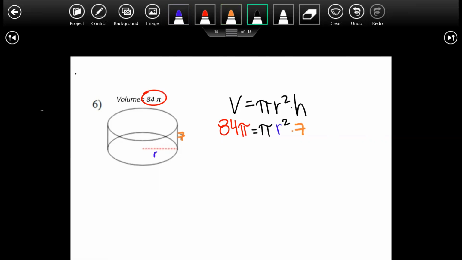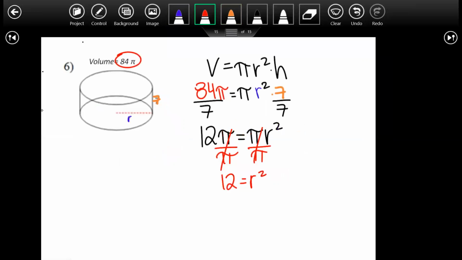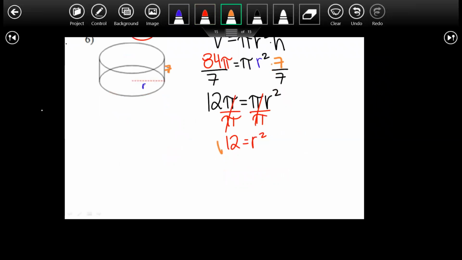We're going to simplify everything out first. What I would do is take this and divide everything by 7. 84 by 7 is what? 12. So we're going to get 12 pi is equal to pi times r squared. Isn't pi just a number? Yeah. Either way works. Both pi's are going to cancel each other out. We're going to get 12 is equal to r squared. How do we solve for what r is? Square root both sides. R will be equal to the square root of 12.